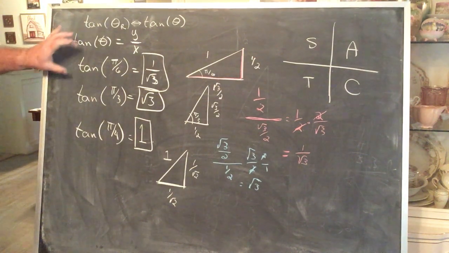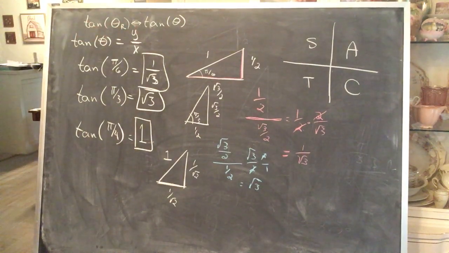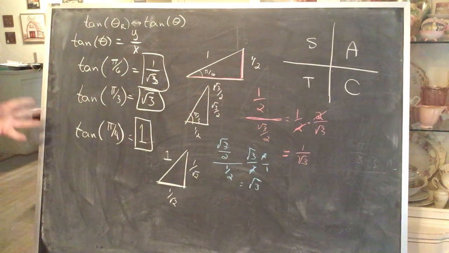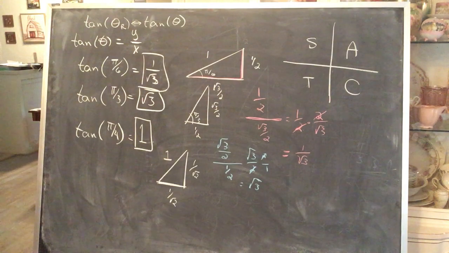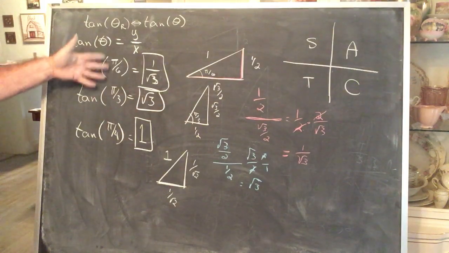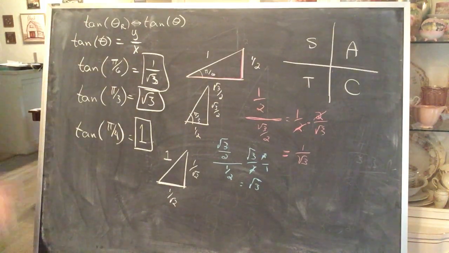So again, tangent is the vertical value divided by the horizontal value. This then works the same way as cosine and sine in terms of the other quadrants and the reference angle families. So the next video I'm going to work with is having to do with what if we have tangent of these same reference angles but in the other quadrants.